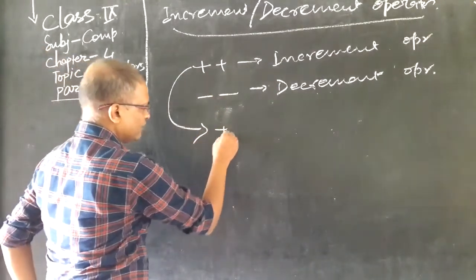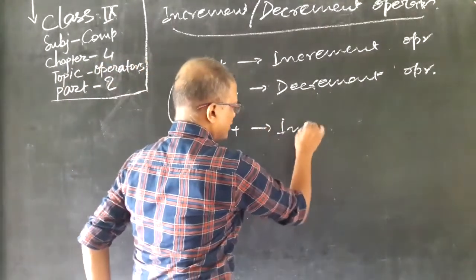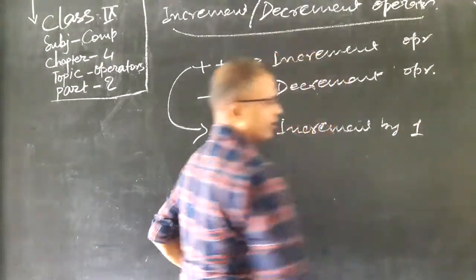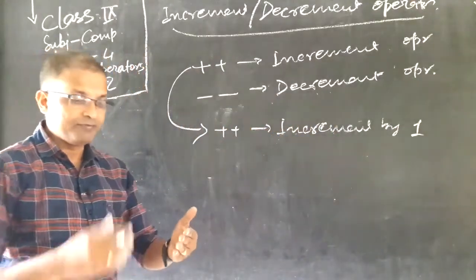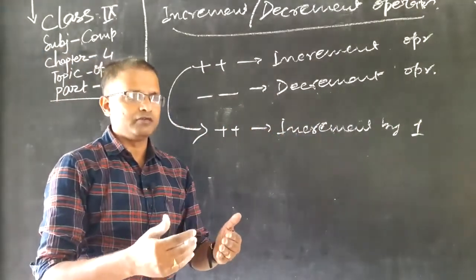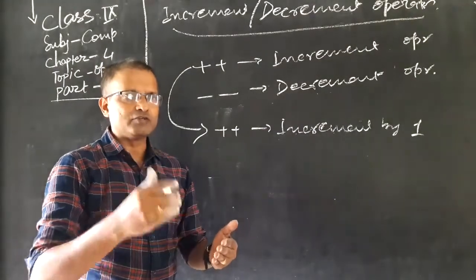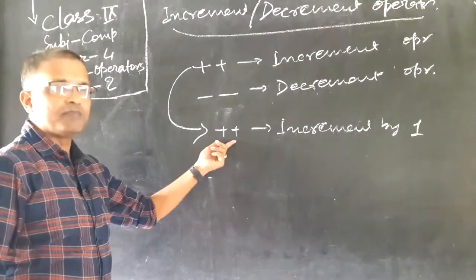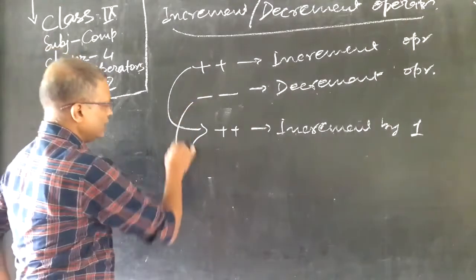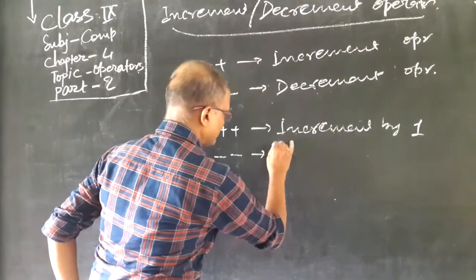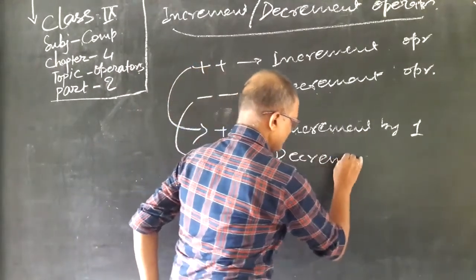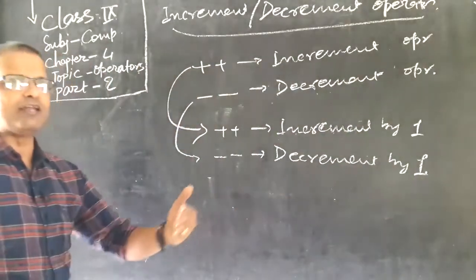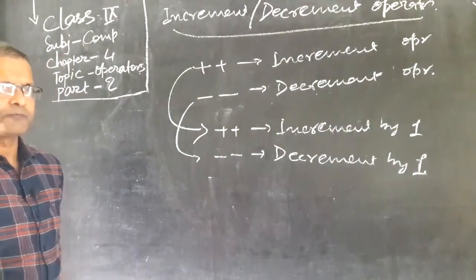Meaning of plus is, plus means increment by 1. What is the meaning of increment by 1? Suppose you have a variable having the value 10 and you have to increase the value of this 10 by 1, then what will you use? By using plus. In the same way, minus means decrement by 1. Decrement by 1 means decreasing the value by 1. Getting my point? Okay.